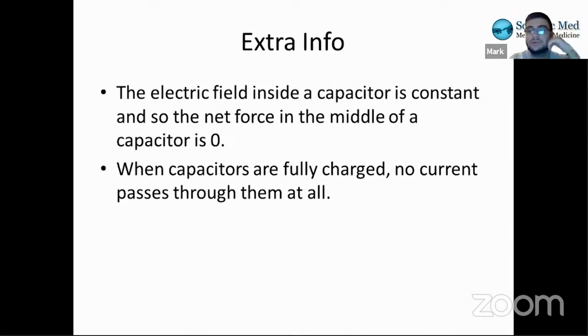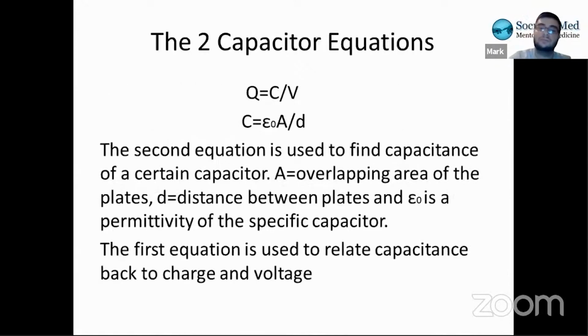We haven't talked about electric field yet, but if you already know what that is, the electric field is constant. The net force in the middle of a capacitor is 0 on anything inside, like a dipole. If you had a positive or negative charge, the net force on it would be 0, the electrostatic force mainly. When capacitors are fully charged, no current passes through them at all, right?